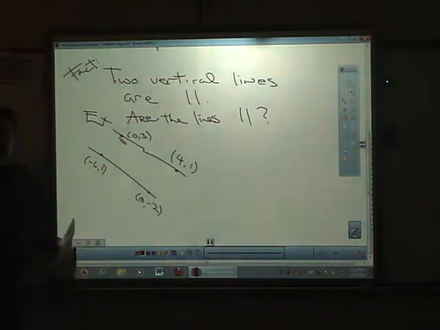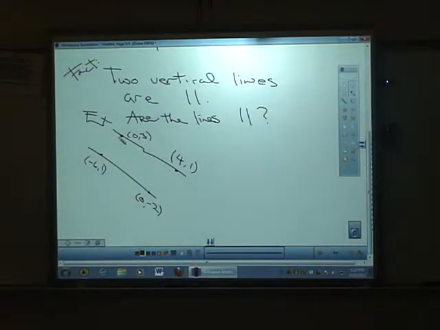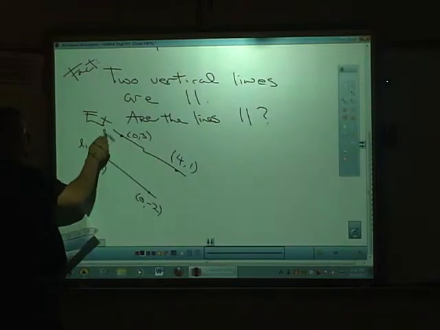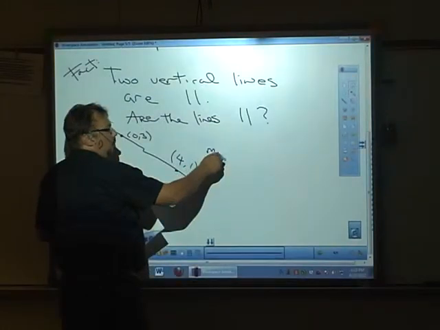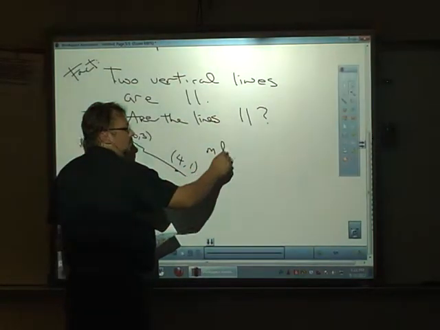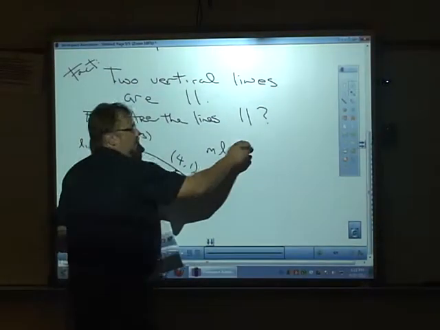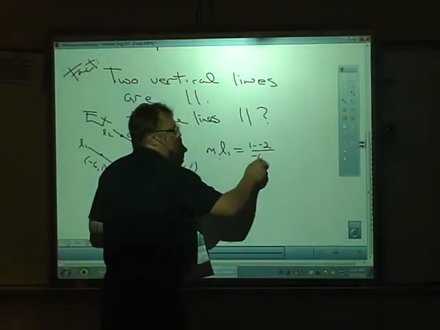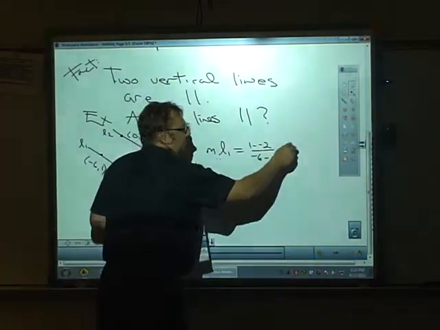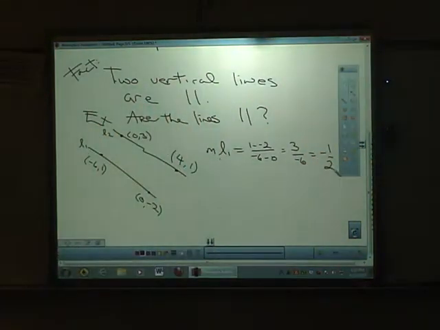Now don't say, oh, they look parallel, so they must be. That's not necessarily the case. You need to show it. What does the rule say? The rule says if the slopes are equal, the lines are parallel. So let's call this L1, let's call this L2 for line 1 and line 2. I hope you caught that. Let's find the slope of line 1. The slope of line 1, we're going to do the y values, 1 minus a -2, over -6 minus 0, which will give us 3 over -6, which is -1/2. There's our slope for our first line.